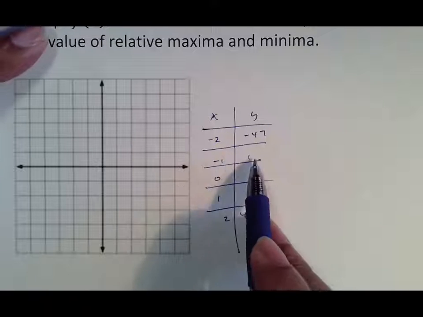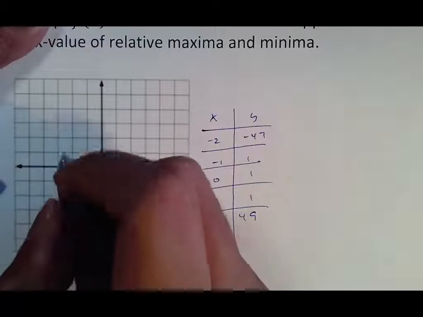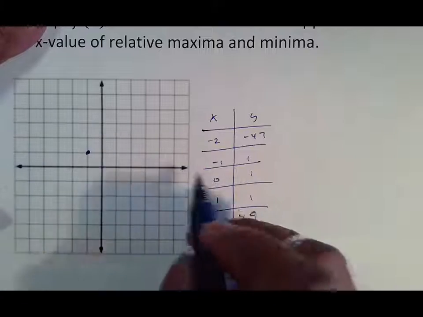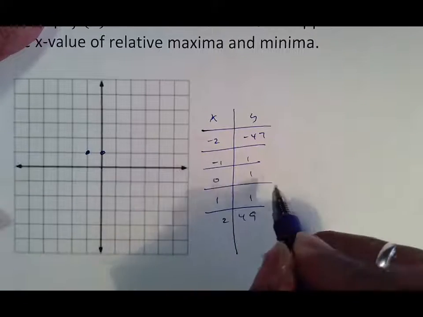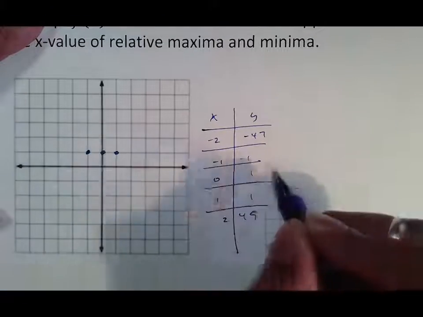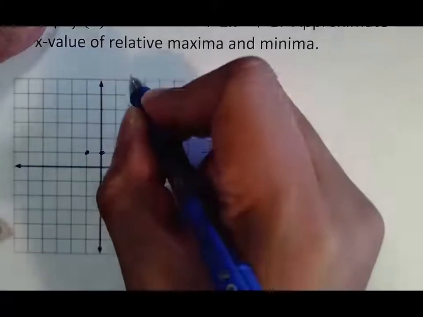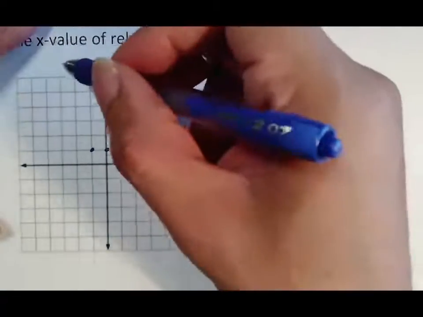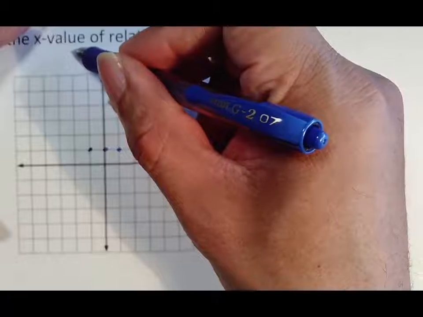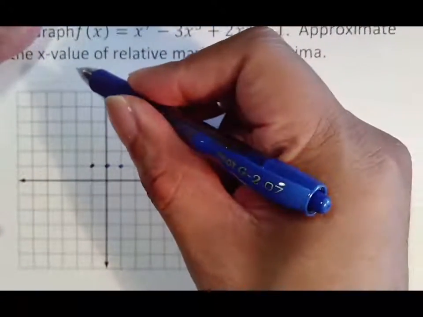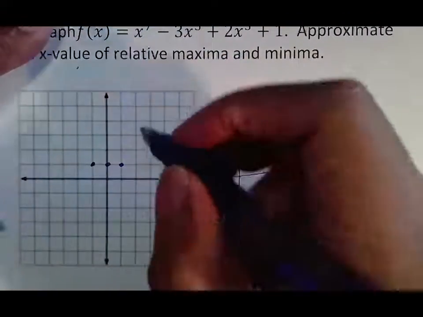Plot the points that you can, which -1, 1 would be back here and right here. 0, 1 would be here. 1, 1 would be here. 2, 49 would be up there. So either way, this thing is coming from way up here in the sky. So again, I'll kind of put a dot up there to let myself know where it's at. And it's leaving.